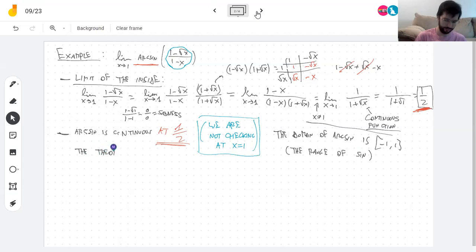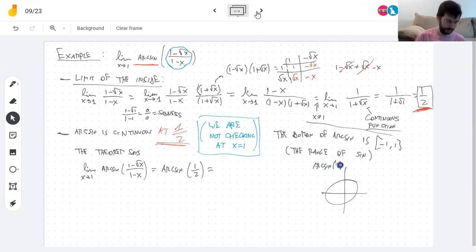So the theorem says that this limit of arcsine composed with this other function can just be found by plugging in the limit that I got on the inside. Ooh, what is the arcsine of 1/2? The arcsine of 1/2 is the angle between negative 90 degrees and 90 degrees that has sine equal to 1/2.